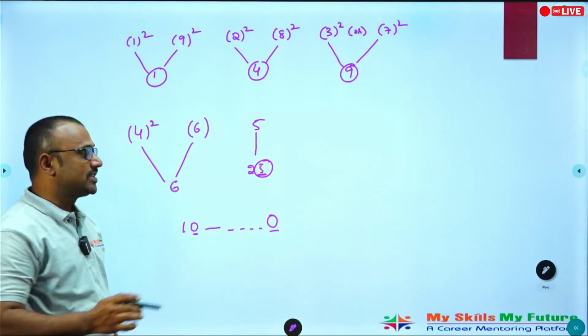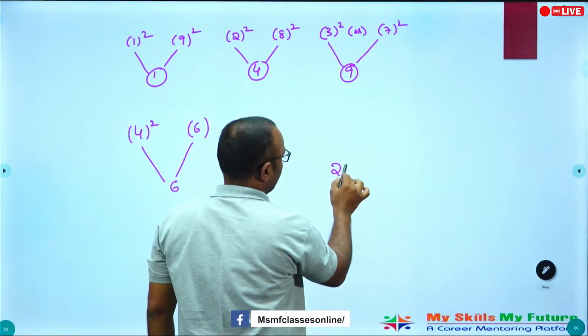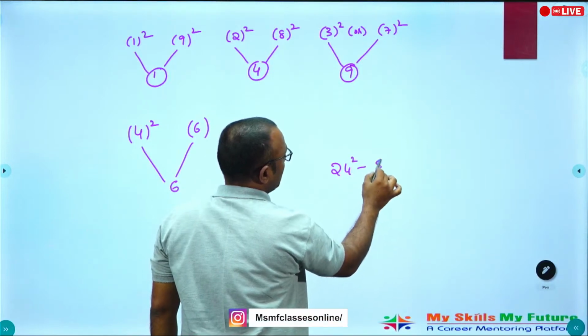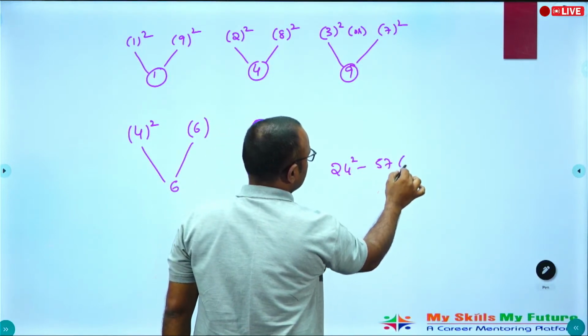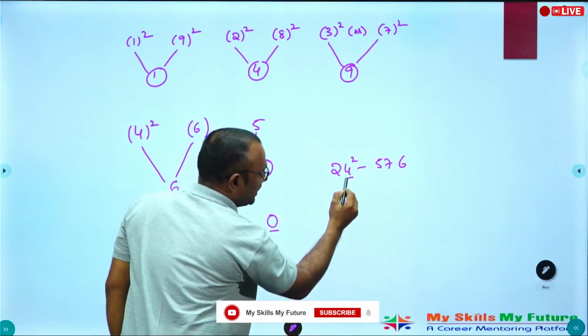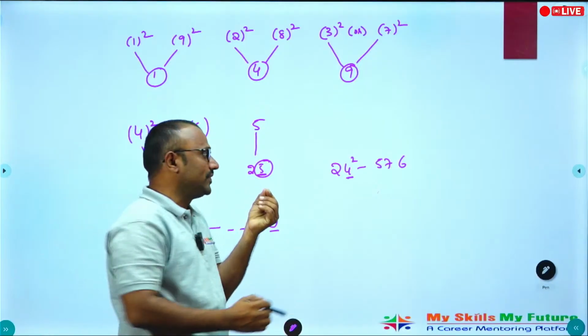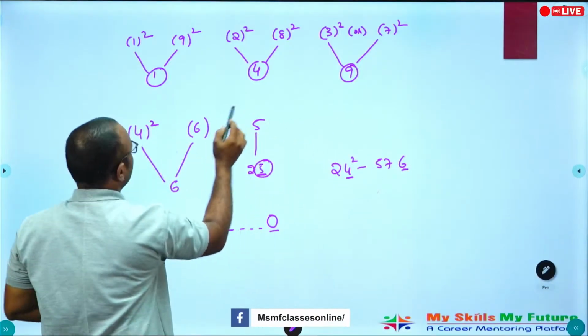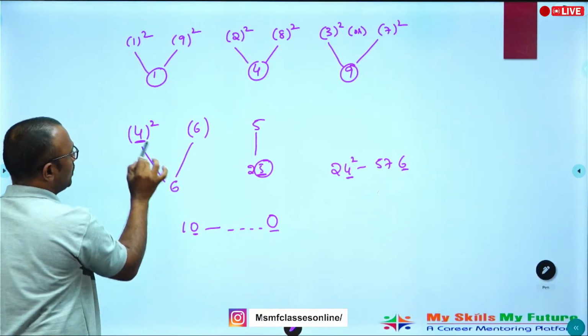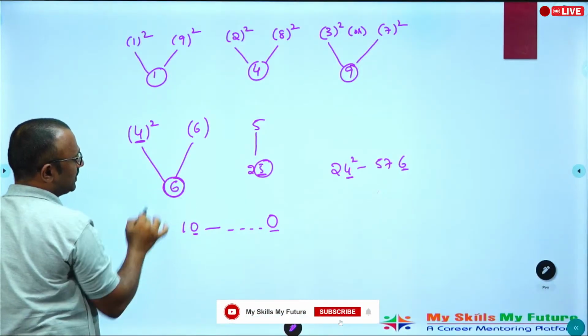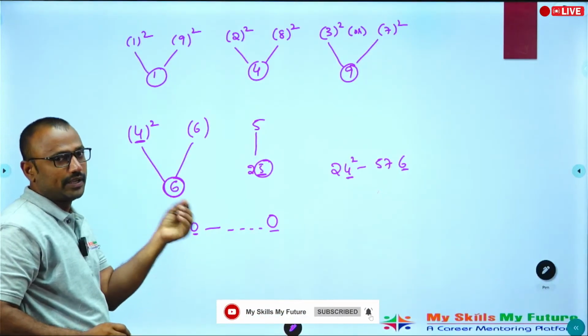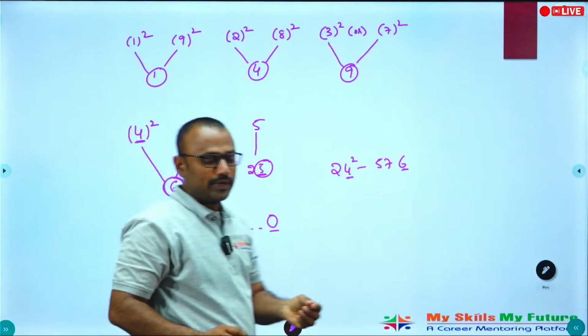If you see 24 square, 24 square is 576. The unit digit of the number is 4, so the square of that number ends with 6. Are you getting it? Right. So, next.